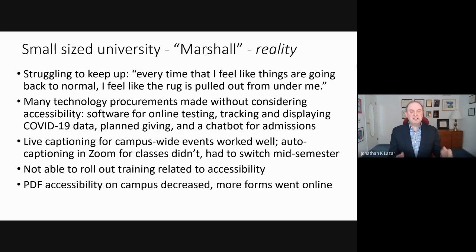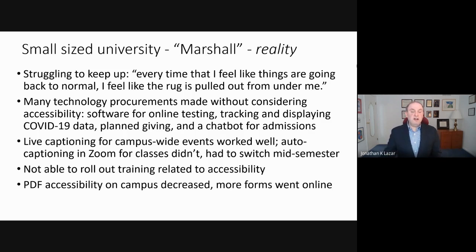And Marshall originally had said his goal was to improve PDF accessibility on campus during 2020. But what actually happened, he said, it didn't improve, it actually got worse. Because a lot of the offices on campus, when they had to move to virtual operations, just scanned their forms into PDF and they were not accessible. So Marshall thought at the end of 2020, PDF accessibility on campus problems were even worse than before. So that's Marshall's story at the small university.